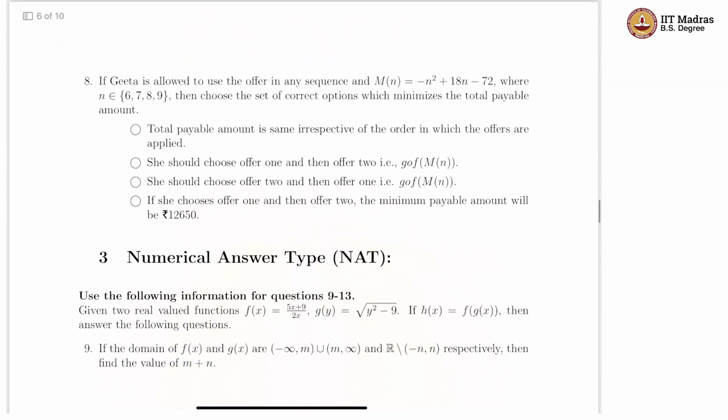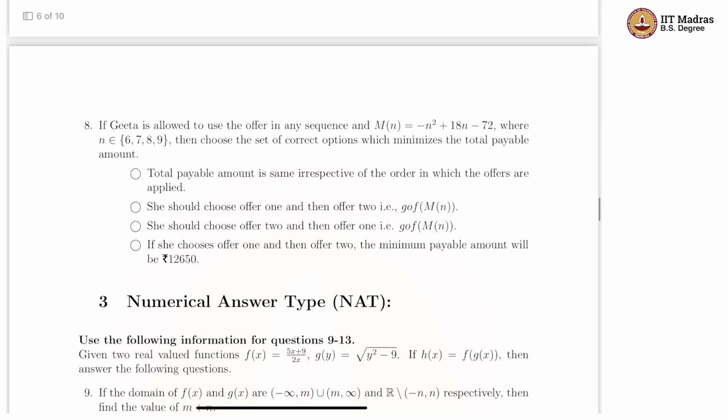Let us move to the next question. This is the next question. If Gita is allowed to use the offer in any sequence, and here we have the equation of M, where n belongs to 6, 7, 8, 9. That means the domain of M is the set 6, 7, 8, 9. Then choose the correct options which minimize the total payable amount.